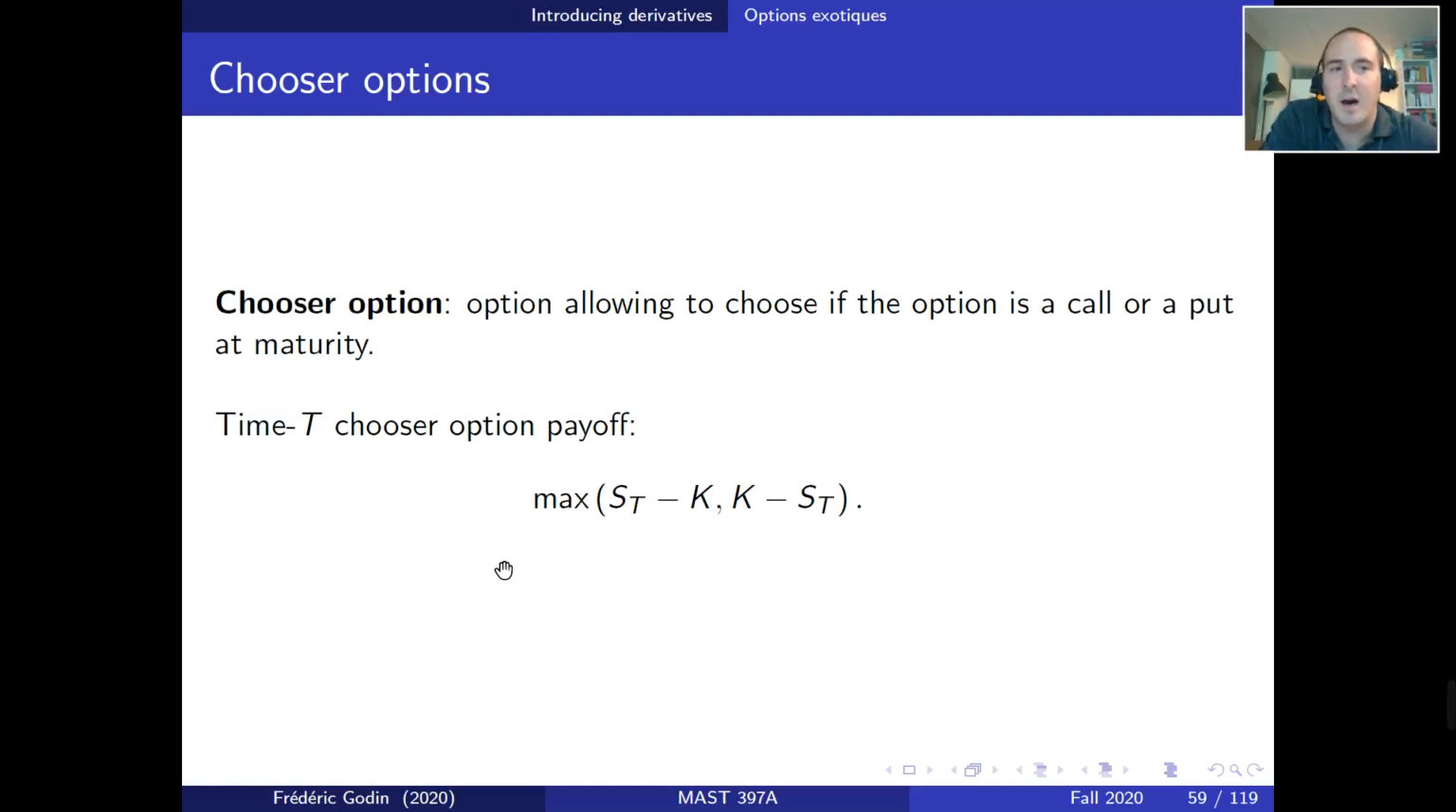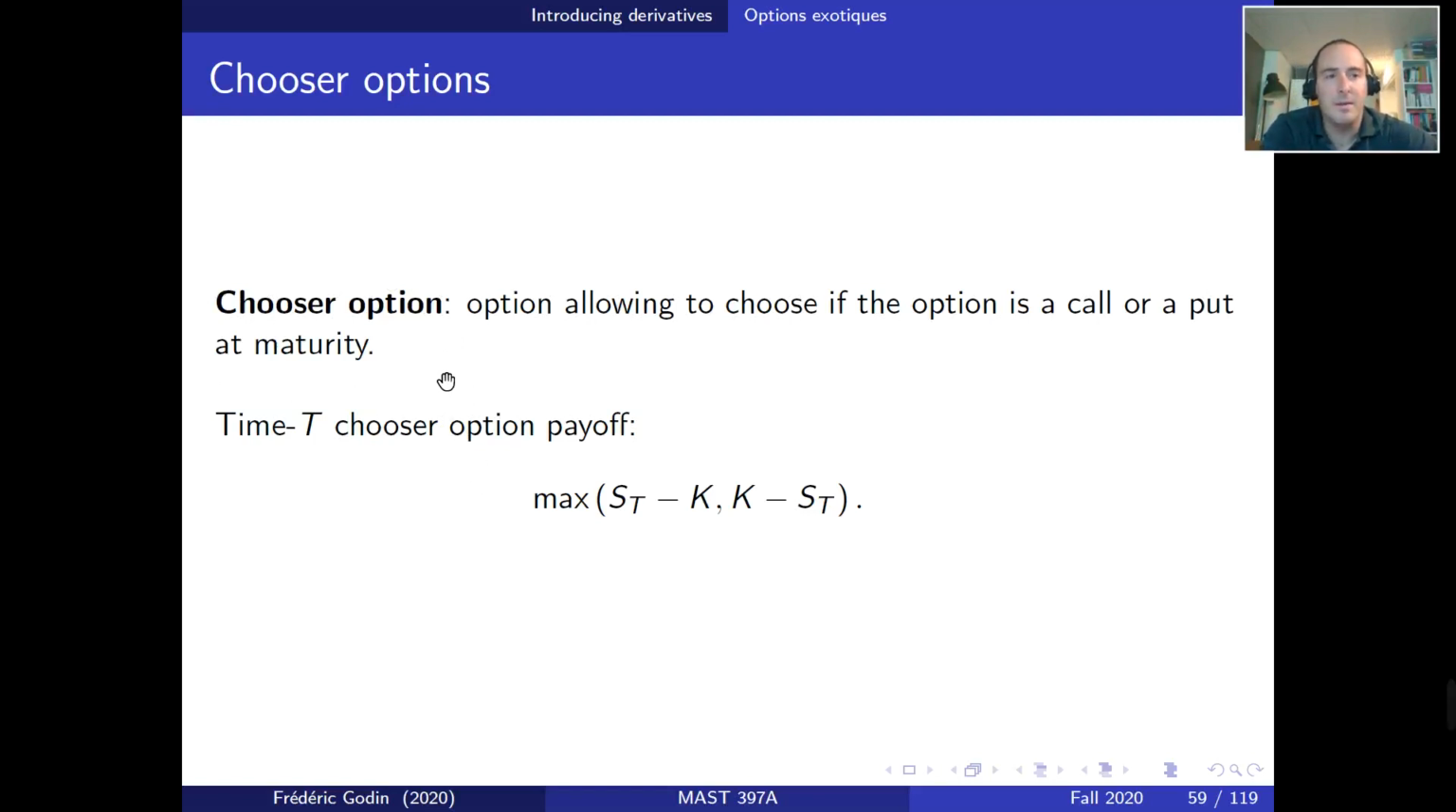The first exotic option we can consider here is the chooser option. A chooser option is an option which lets the buyer determine at the maturity date whether his option is a call or a put option.